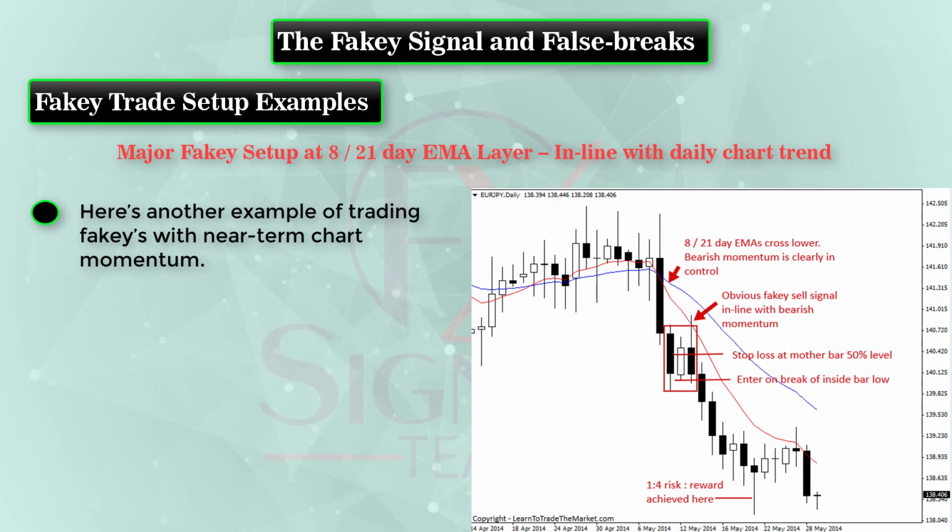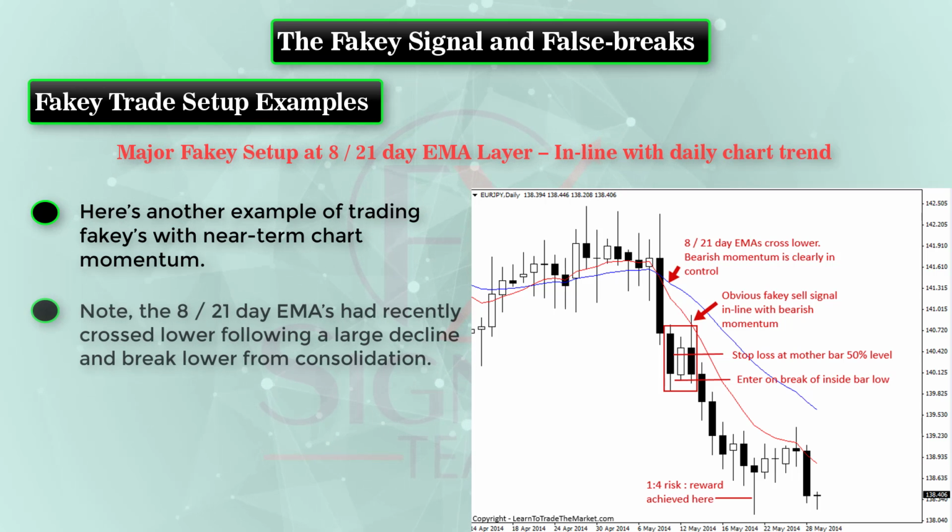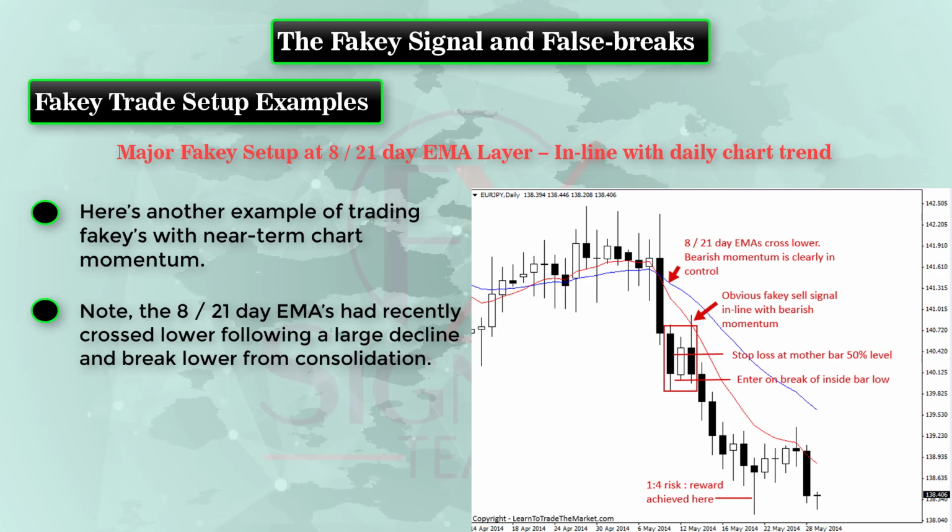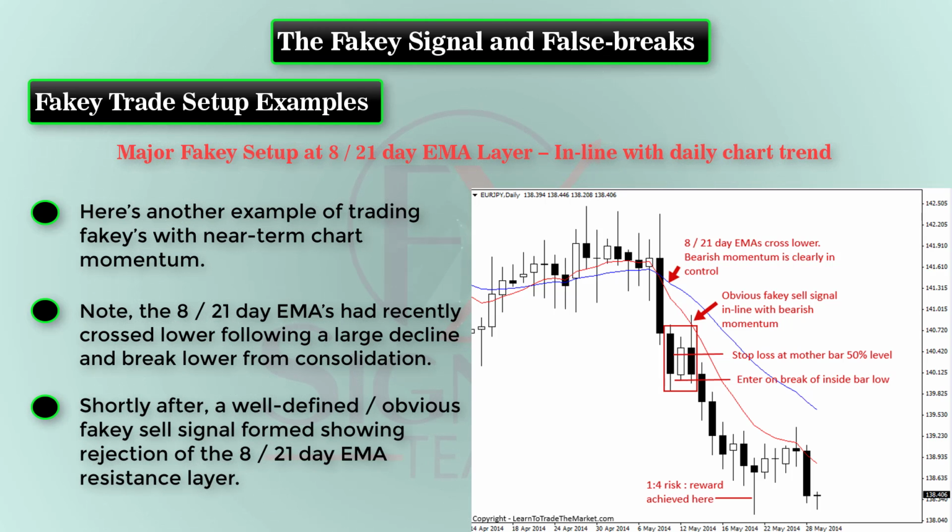Here's another example of trading Fakies with near-term chart momentum. Note, the 8/21-day EMAs had recently crossed lower following a large decline and break lower from consolidation. Shortly after, a well-defined or obvious Fakey sell signal formed showing rejection of the 8/21-day EMA resistance layer.